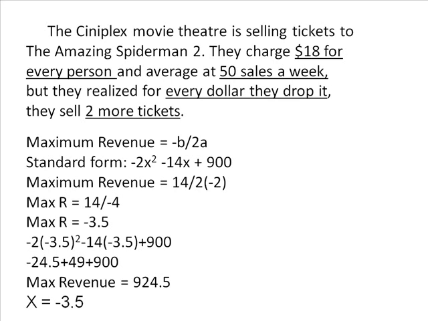So if we input that back into the formula, it would be 14 divided by negative 4, which is negative 3.5. Now to solve for the maximum revenue, we put negative 3.5 back into the equation, and we see the maximum revenue is $924.50. To get there, we needed the a value and b value of standard form. Therefore, factored form would not have been very useful here, because factored form does not give us the x value needed to solve for maximum revenue.